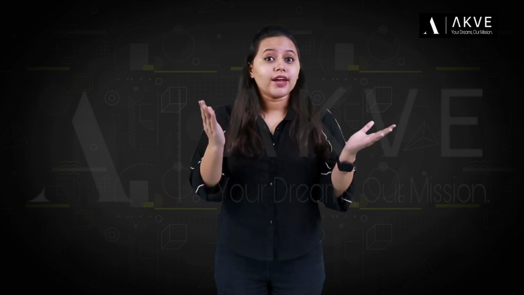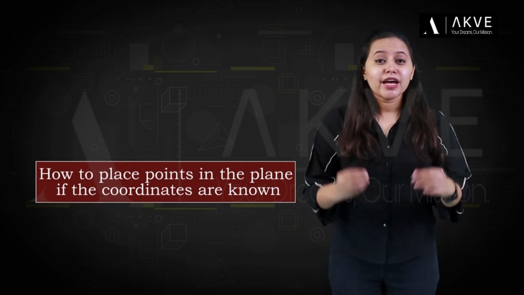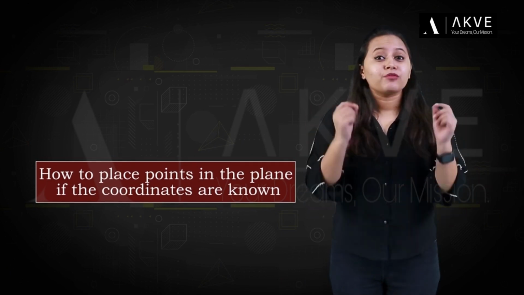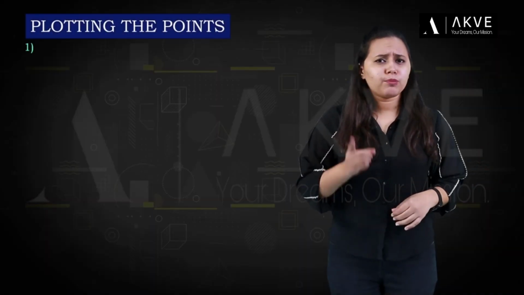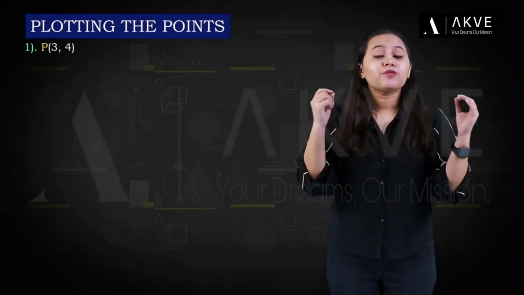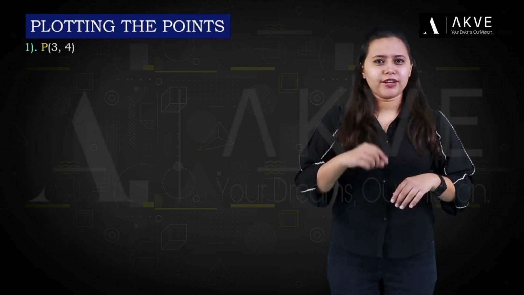Up till now, I have drawn the points for you and asked you to give their coordinates. Now, I will show you how we place points in the plane if we know their coordinates. We call this process plotting the points. Let the coordinates of a point be 3, 4. We want to plot this point in the coordinate plane.